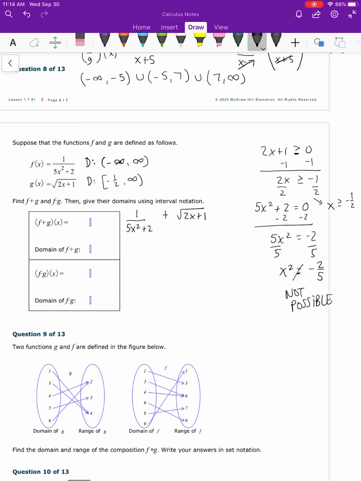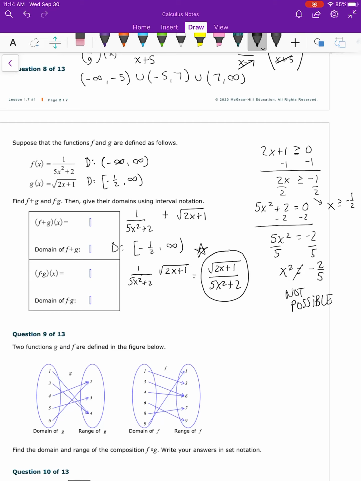Well, when you add two functions and you combine those domains, your domain is going to be what they share. And the only thing that they share is this. So this is going to be the domain for your new function. And when you multiply, you've got your 1 over 5x squared plus 2 times your square root of 2x plus 1. You can see that that square root of 2x plus 1 is in the top, and your 5x squared plus 2 is in the bottom. So that's your new function.